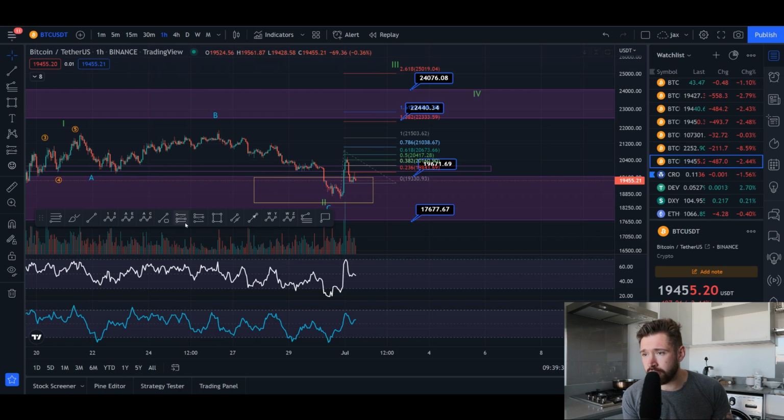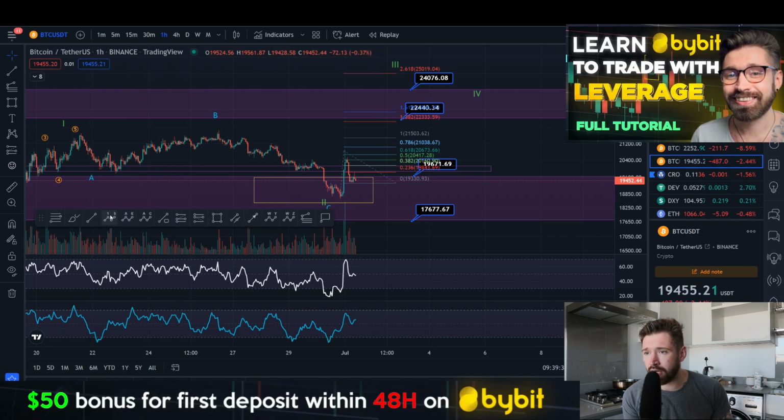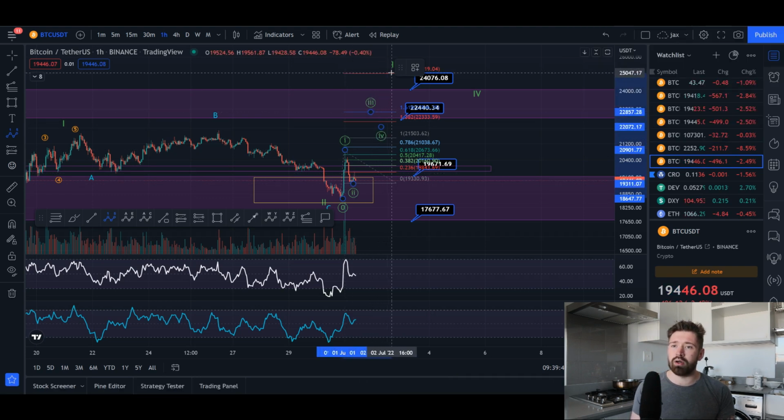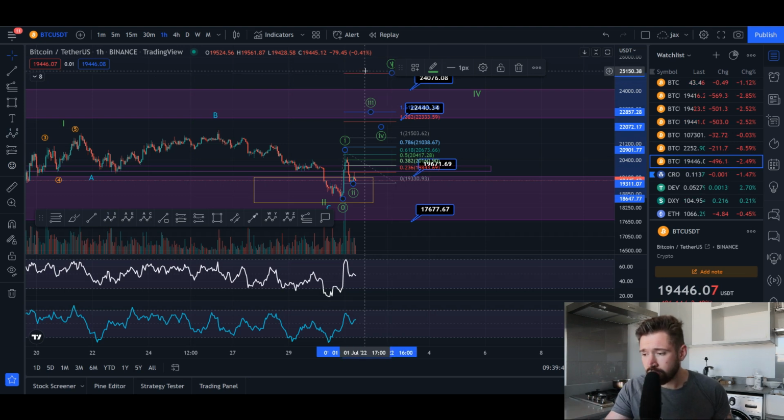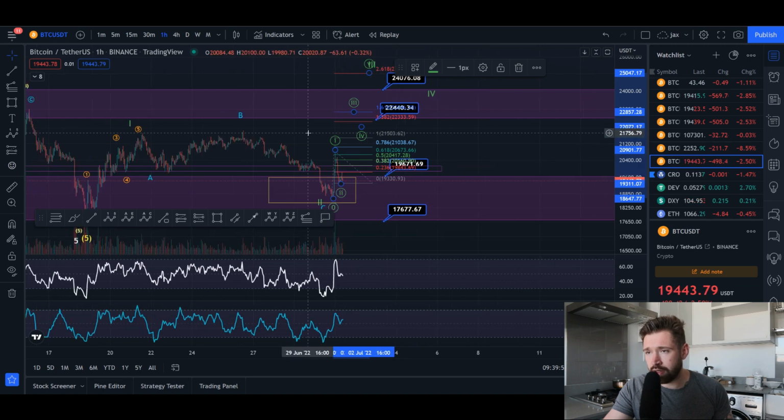So what you would be looking for here for a 5-wave move to the upside is that this is your wave 1, here's your wave 2 pullback, and this would be your wave 3, wave 4, wave 5 to bring you up to that 25K, 26K price target for the wave 3. Now that's the bullish scenario.